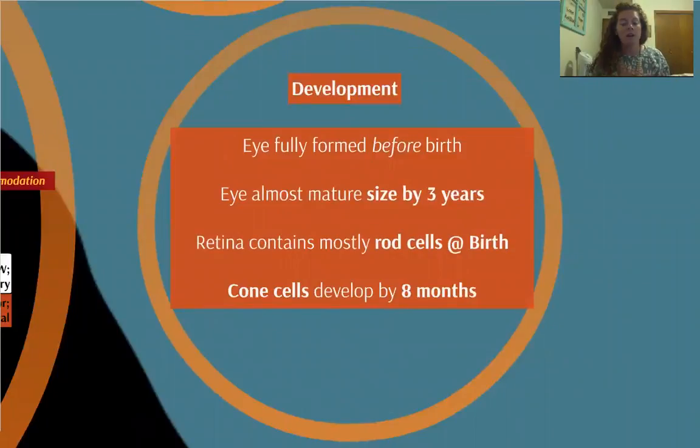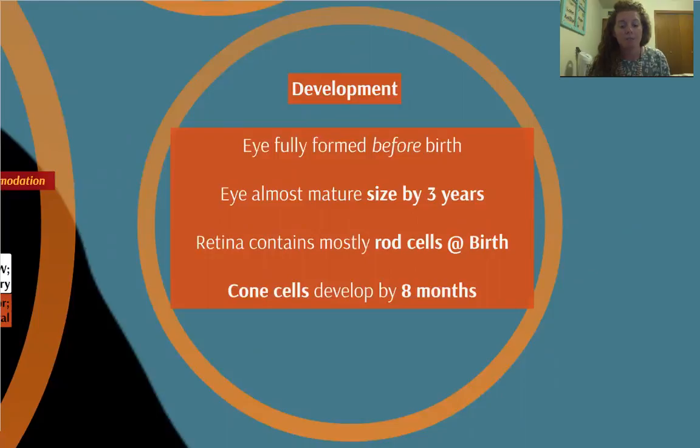So development of the eye actually is really quick. The anatomy of the eye is fully formed before birth. So as they come out, the eye looks exactly like it should for the rest of their life. There's nothing that is added to. It's almost mature in size by 3 years of age.